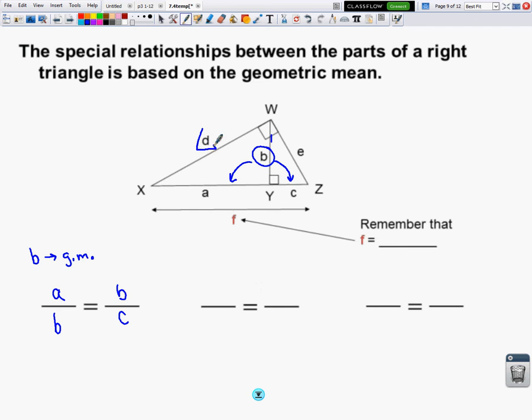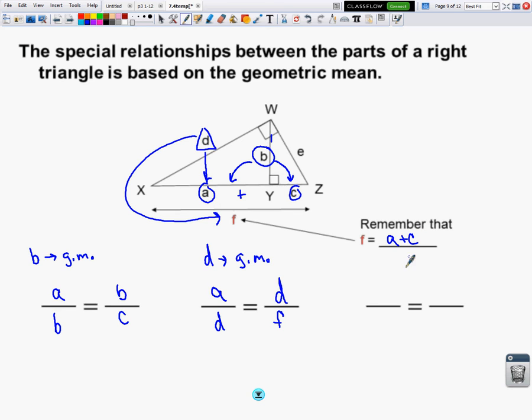A leg of the original triangle, D, is also a geometric mean, which means in this one I'm going to put D down how many times? Twice. And it's a geometric mean between the part of the hypotenuse it's closest to, or adjacent to, A, and the whole hypotenuse, which here they said was F. Remember that F really could be represented by what? A plus C. So if I'm looking at F, I could also think of it as A plus C.